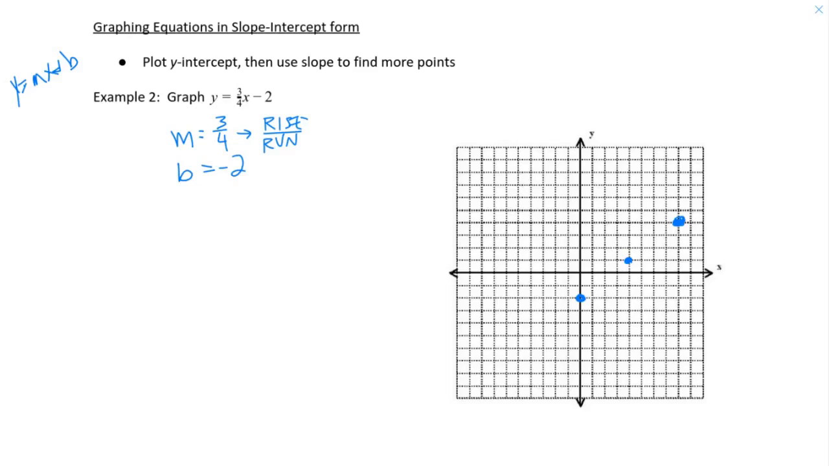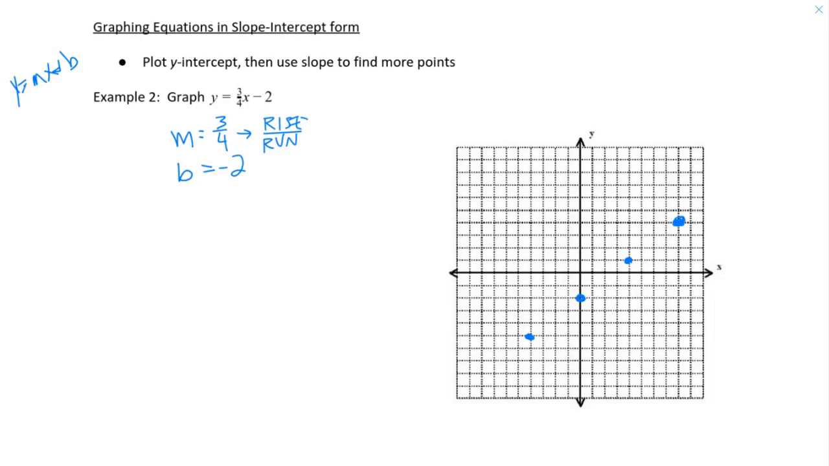Now, we could also go in the opposite direction. So instead of going up 3 and right 4, we could do the complete opposite. If we go back to our y-intercept, we could from that point go down 3 and left 4. And you'll notice if you do that properly, it will continue to be a straight line that will continue to line up with those other points.